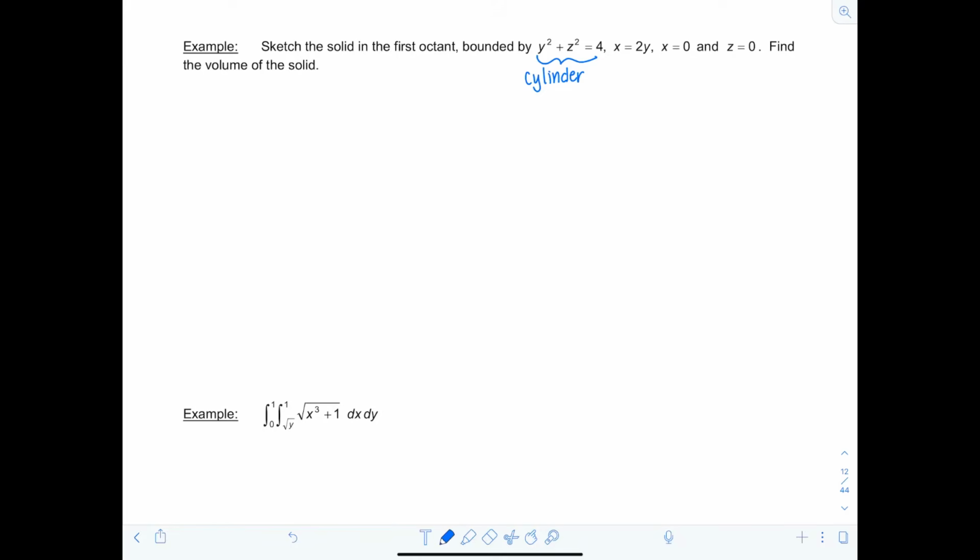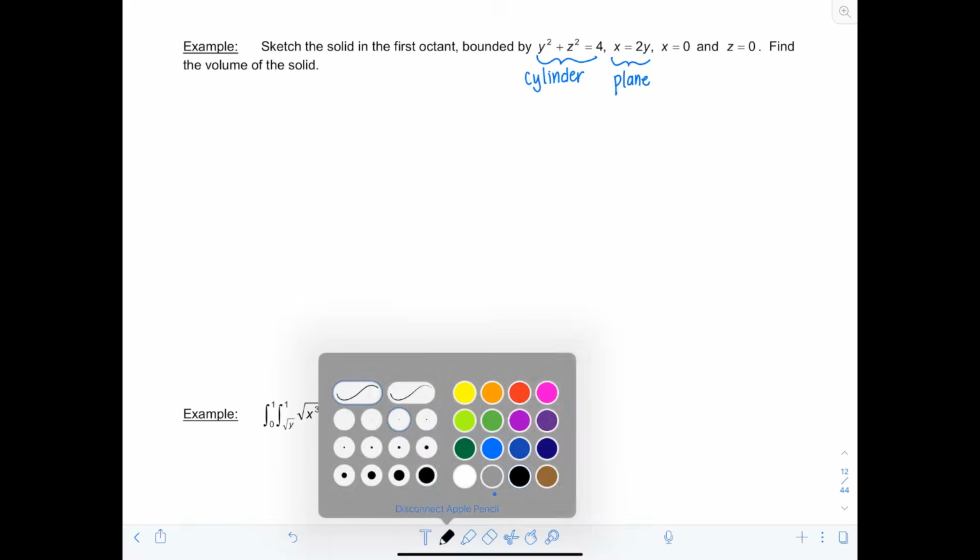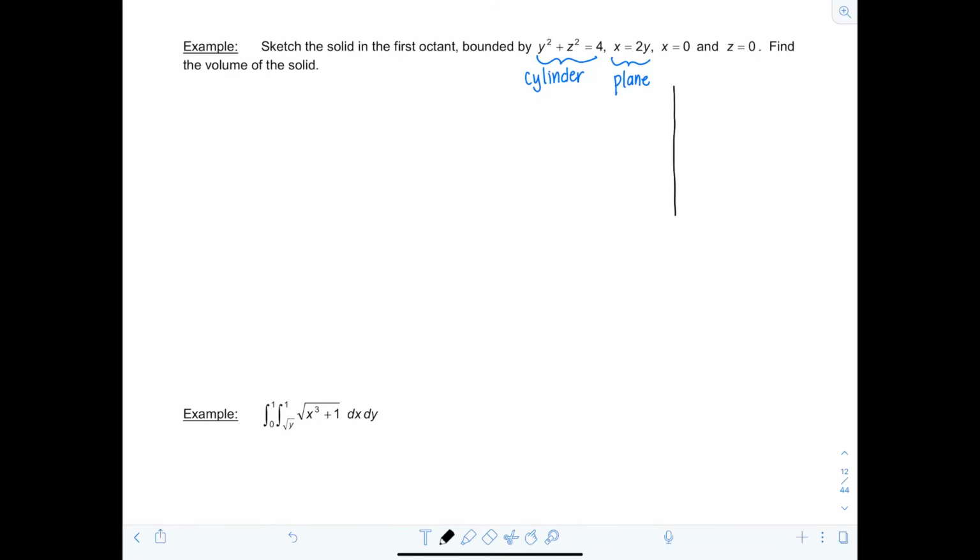Right, in the YZ plane, you're going to have a circle with radius 2, and then you project it parallel to the x-axis. X equals 2y, that's just a plane, as are x equals 0 and z equals 0. Okay, so let's graph what's going on first, and then once we have our solid, we'll figure out how to set up an integral to find its volume.